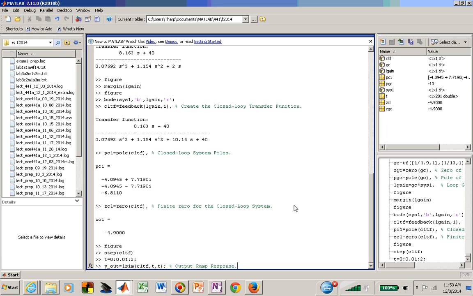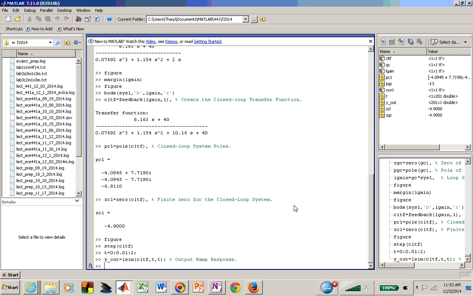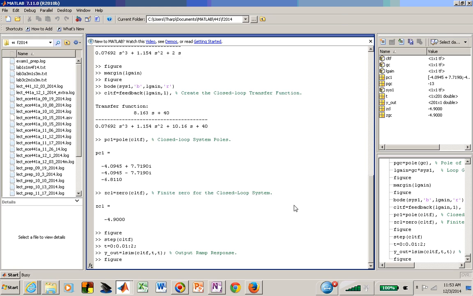This is a unit ramp that we're applying to our system. And I didn't display that. I hid it with this semicolon, and now what I want to do is go ahead and plot the output y, and let me go ahead and make that red. And here is our reference ramp signal, and I'll make that blue.